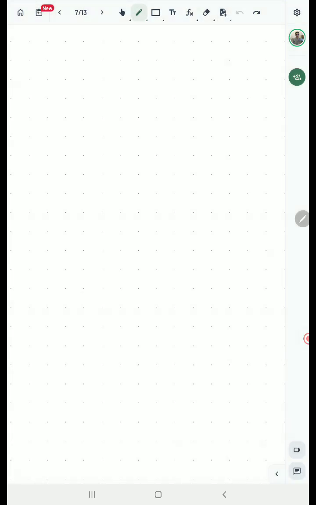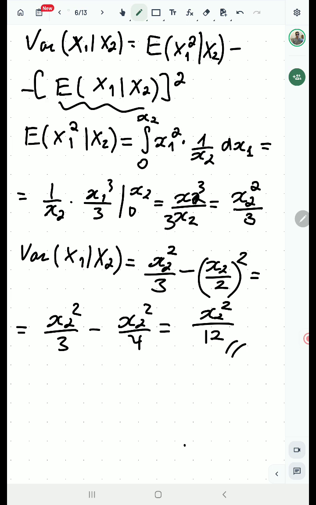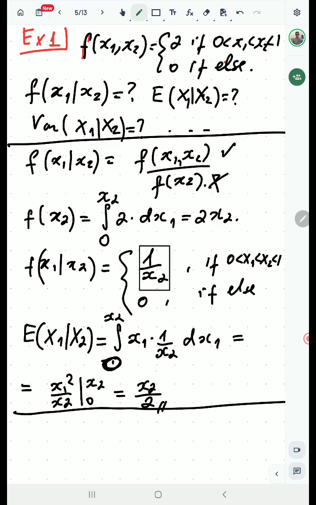Okay, so we also have to calculate some probabilities. We have to compute the probability that x1 falls within the 0 to 0.5 interval. That is basically the integration from 0 to 0.5 of f_x1 dx1. But do we know f_x1? Now let's see. We have not obtained it yet.